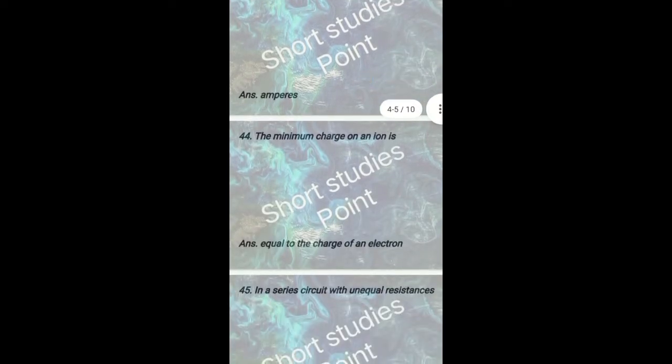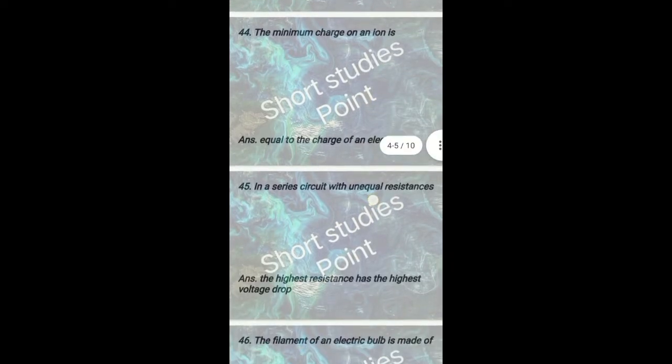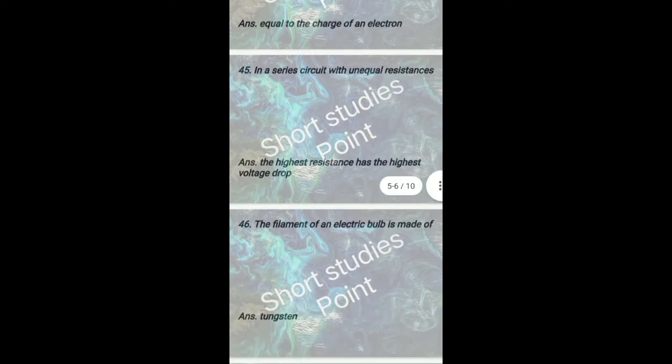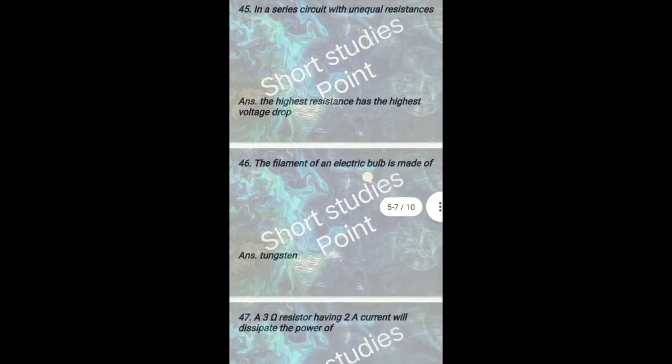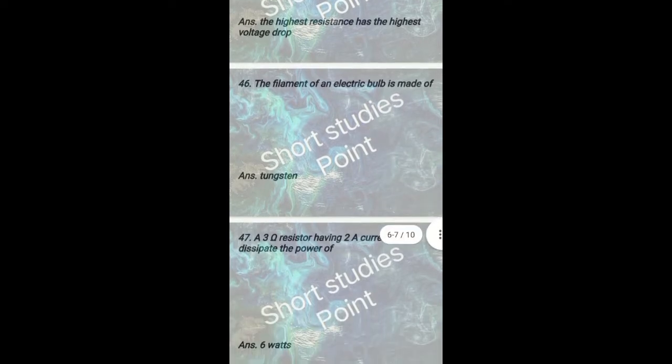Question: The minimum charge of an ion is? Answer: equal to the charge of an electron. Question: In a series circuit with unequal resistance? Answer: the highest resistance has the highest voltage drop. Question: The filament of an electrical bulb is made of? Answer: tungsten.